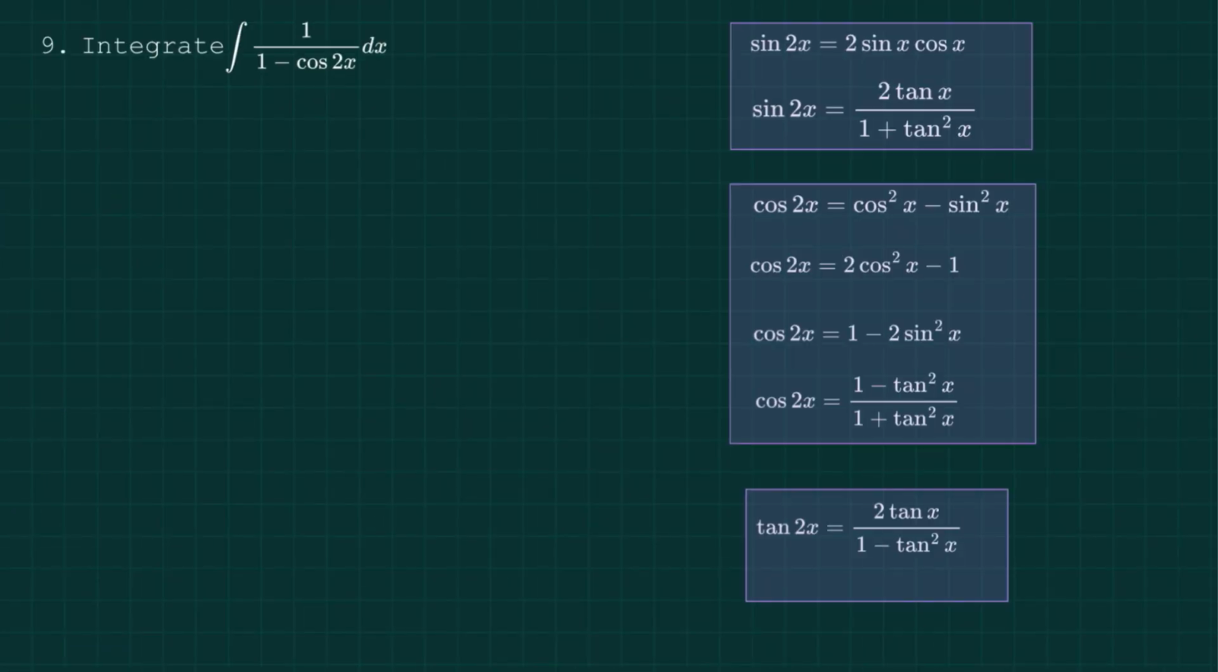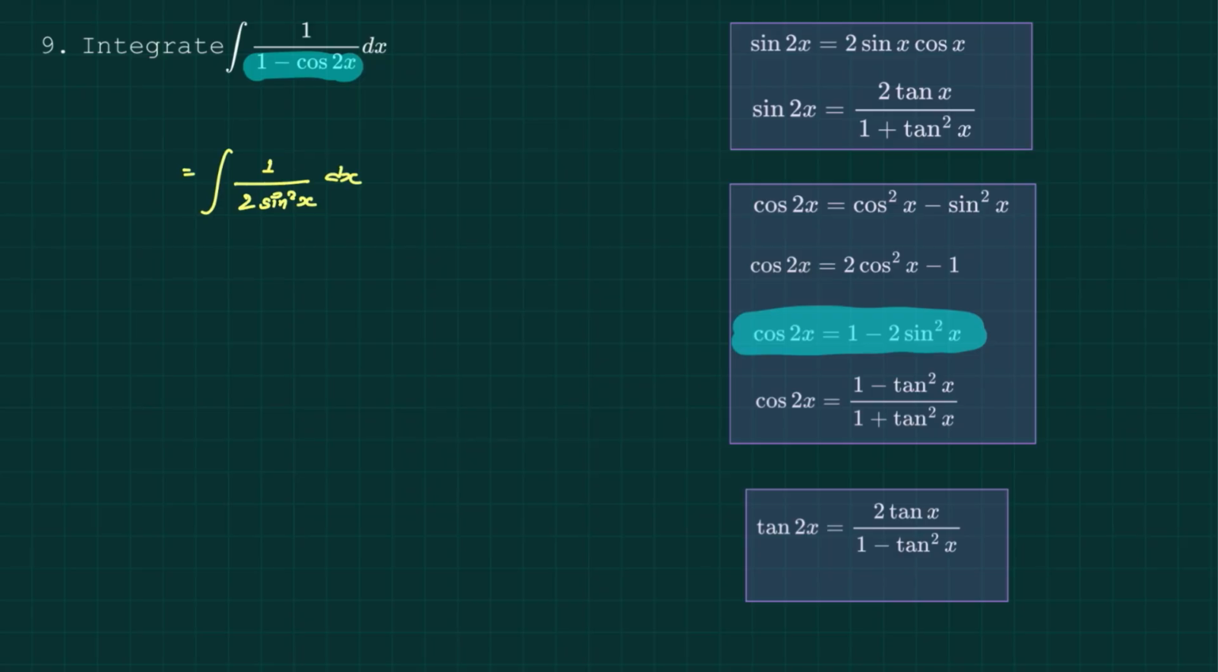Question 9. Integrate 1 over 1 minus cos 2x. Here I have listed some formulas from trigonometry from the chapter half angles. So before integrating, let us replace this function which is given in the question, that is 1 minus cos 2x, using the formula from this portion. So the integration of 1 over 1 minus cos 2x can be written as 1 over 2 sin square x dx.